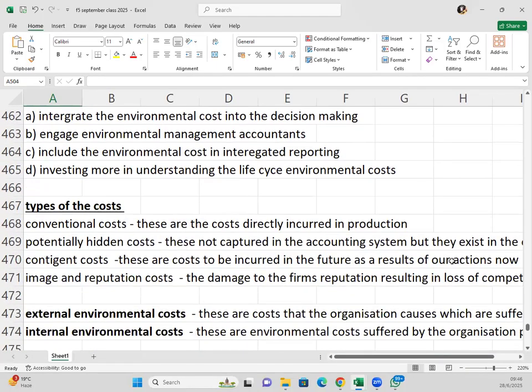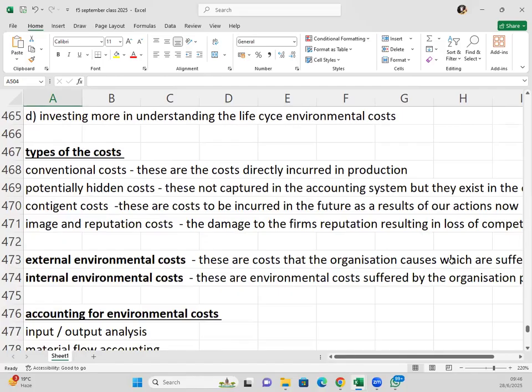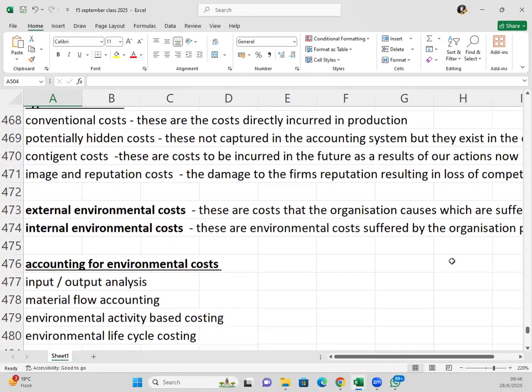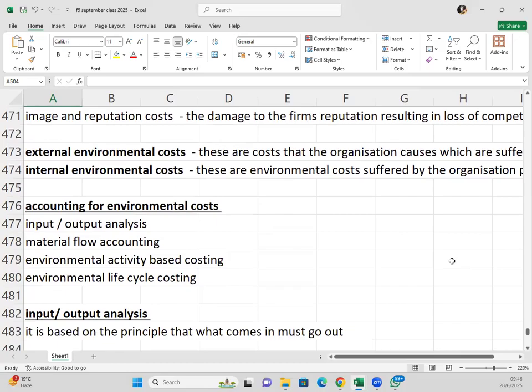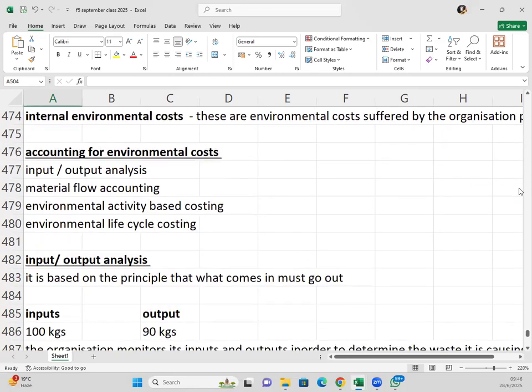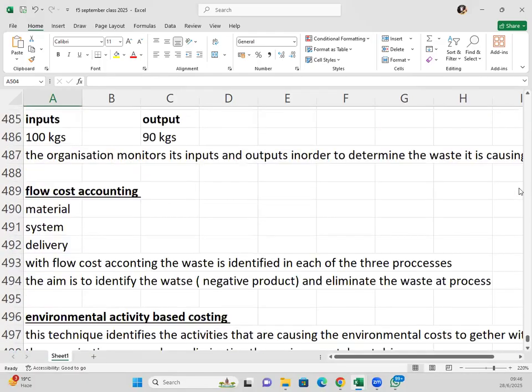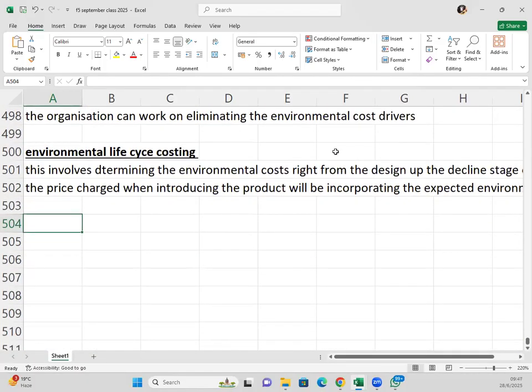There are different types of costs that we can incur. We have conventional costs, potentially hidden costs, contingent costs, and image and reputation costs. We also talked about accounting for environmental costs, where we said we can use input-output analysis. You can use material flow accounting to account for the environmental cost. We have environmental activity-based costing and environmental life cycle costing. So today, let's introduce something new.